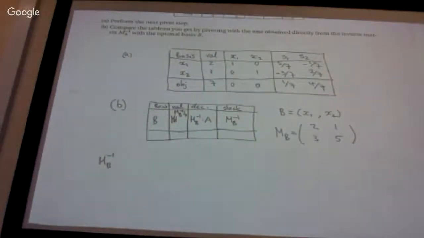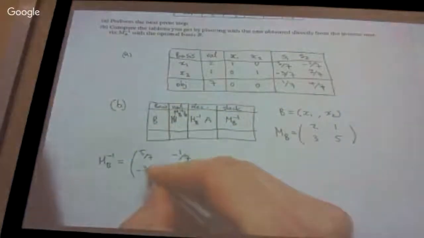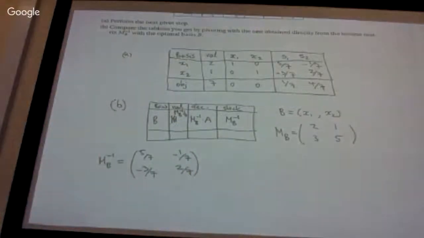How do I get the inverse of MB? Well, ask MATLAB or something like that, or do it by hand. You learned that in linear algebra in the first year. Hopefully everyone could do it, probably A-levels as well. Okay, so you can do the inverse. In this case, the inverse turns out to be nasty: 5/7, minus 1/7, minus 3/7 and 2/7. I could actually copy it. Okay. So this is what MB inverse is.